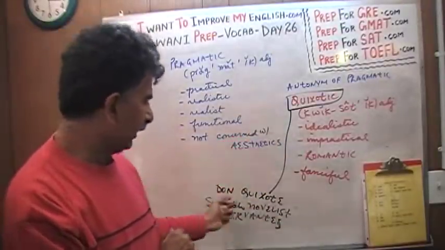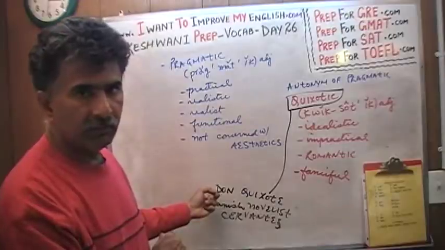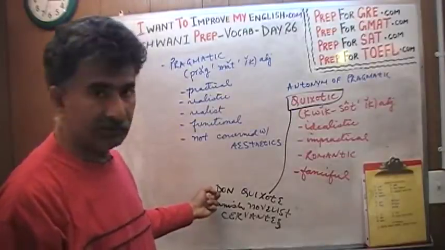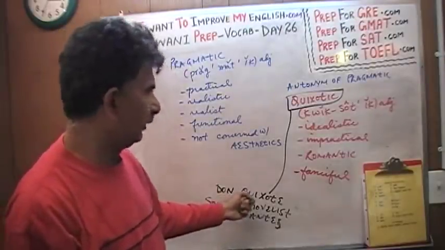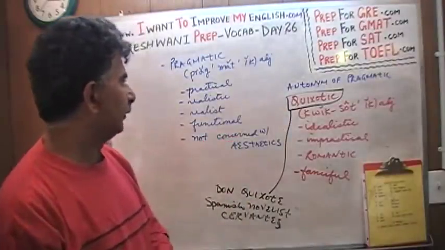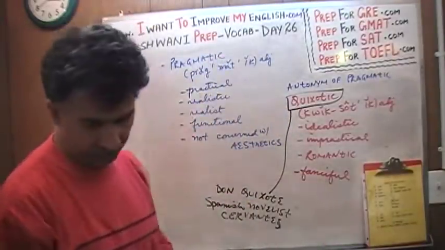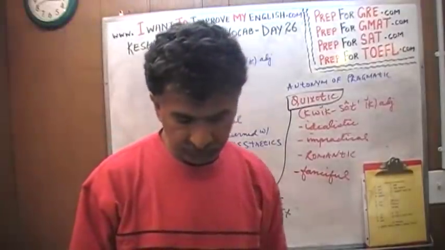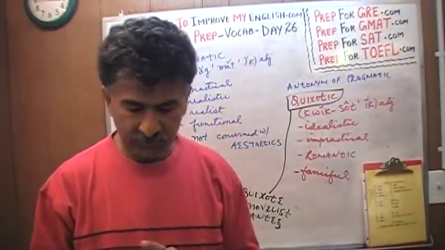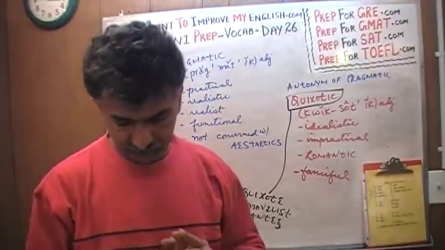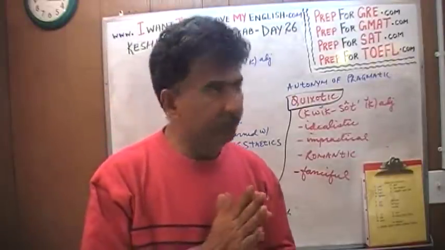And the word that we have derived from the name Don Quixote is Quixotic, which is the antonym of pragmatic. If you're being pragmatic, you're being realistic. If you're being Quixotic, you're being unrealistic. You're being idealistic. That is all I have for today.